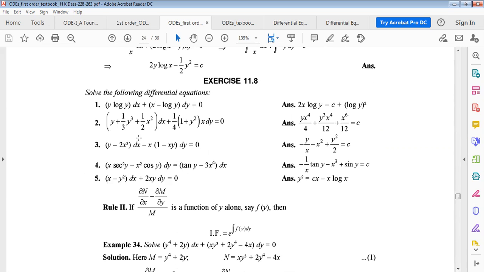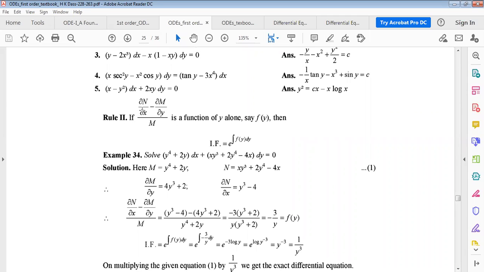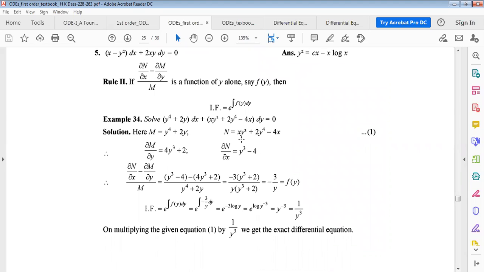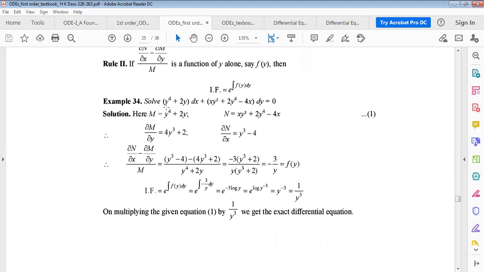Okay, that was the first rule. Now the second rule: if del N by del x minus del M by del y, that is, if we subtract del M by del y from del N by del x, divided by M, is a function of y alone, remember it, this will give a function of y. Then the integrating factor will be e to the power integral of f of y dy. Now let us study another example.